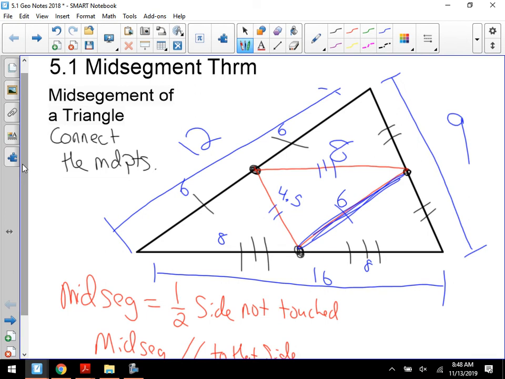Okay. Again, mid-segments are super easy to work with. The mid-segment equals half of the side not touched. And the mid-segment, I don't know why I forgot to put the I in here, is always parallel to the side not touched.